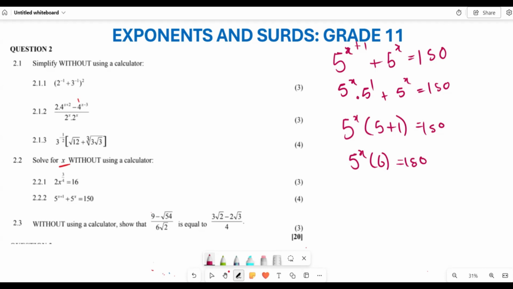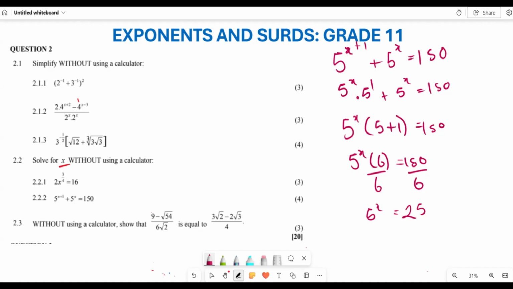Now I am going to start by dividing by 6 on both sides. Are you all fine? Which means 5 to the power of x is equal to 150 divided by 6, and this gives me 25. So this is going to be 25.